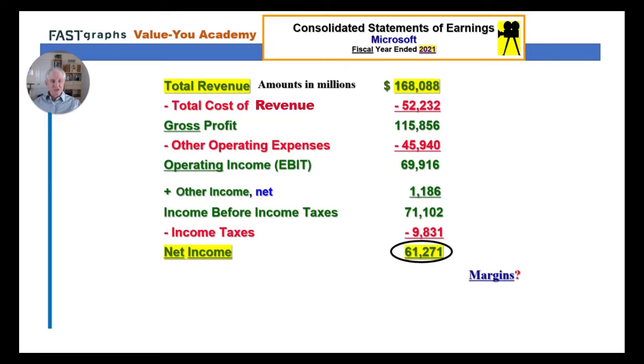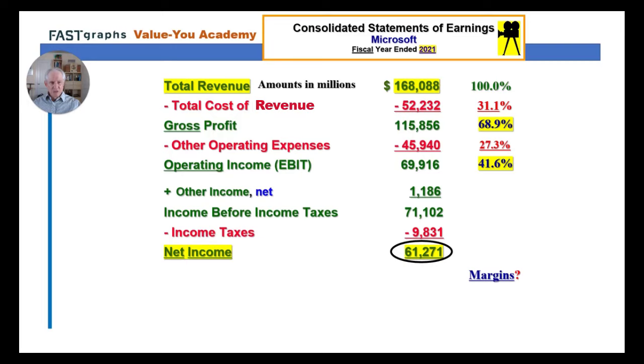Now we go to margins. This is something we figure in finance. The top line's $1 or 100%. So out of that dollar, what went out in cost? Well, 31.1 cents went to the cost of the revenue, leaving them with 68.9% in gross margin. Now the operating expenses ate another 27.3 cents of a dollar, leaving them with 41.6 cents as their operating margin. Excellent margins. You know, this is one of the reasons Microsoft is a AAA rated company.